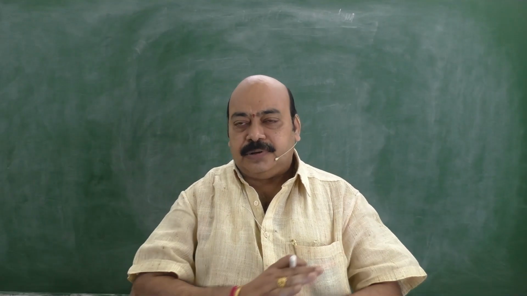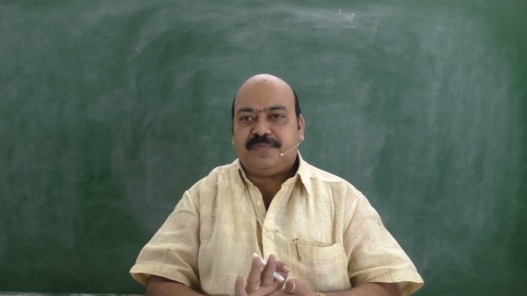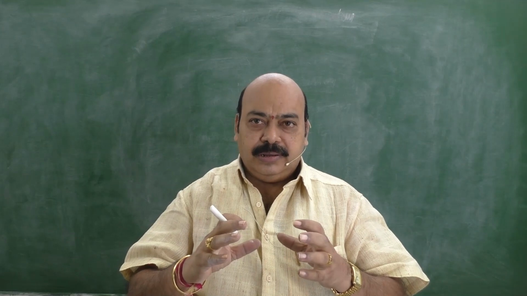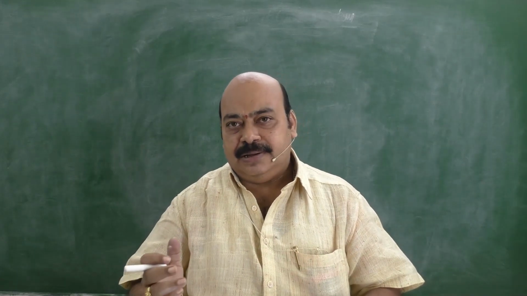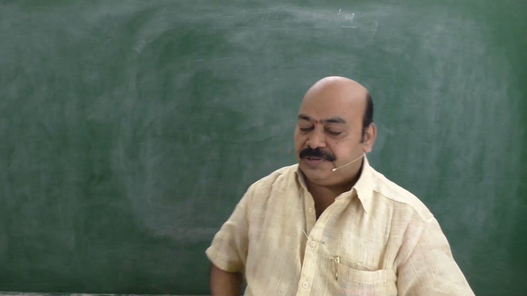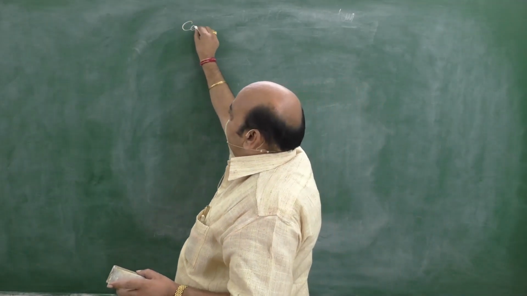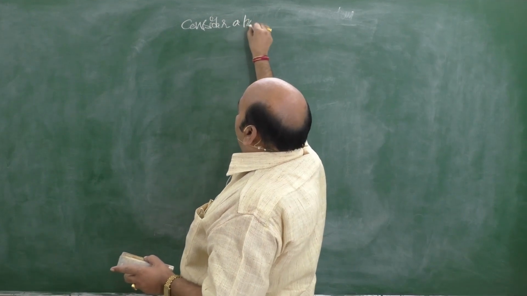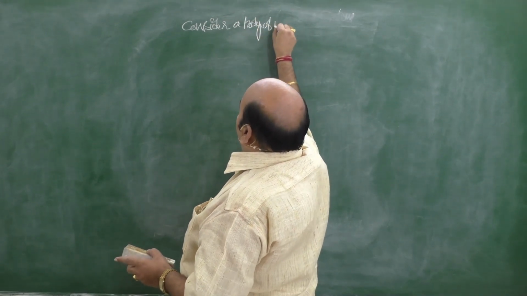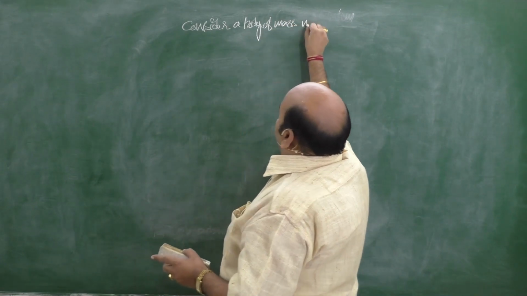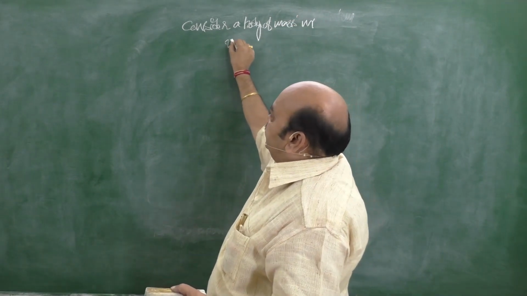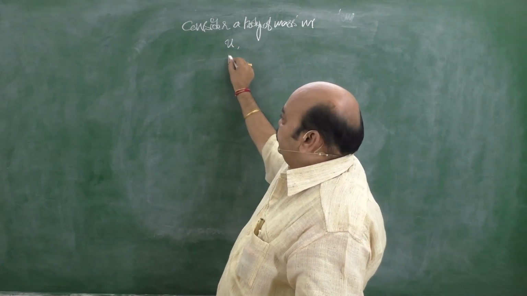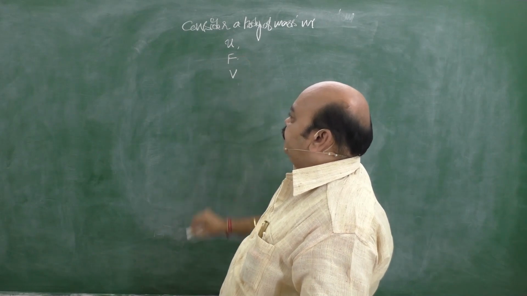Now, let us observe how we can calculate momentum when the body's velocity changes due to the action of a force. Consider a body of mass m, initially moving with a velocity u. By the application of force F, its velocity changes to v.